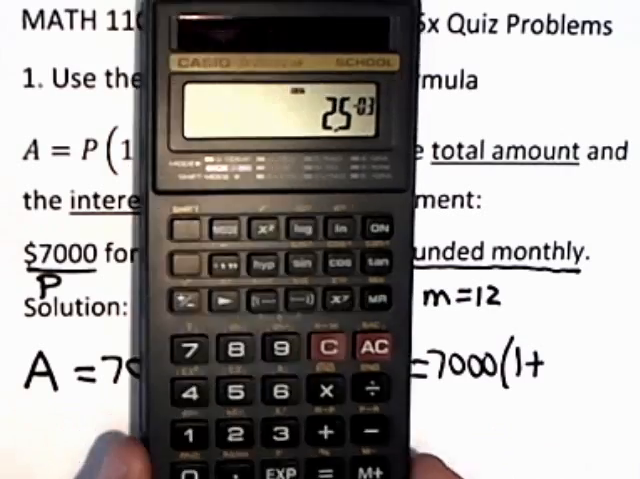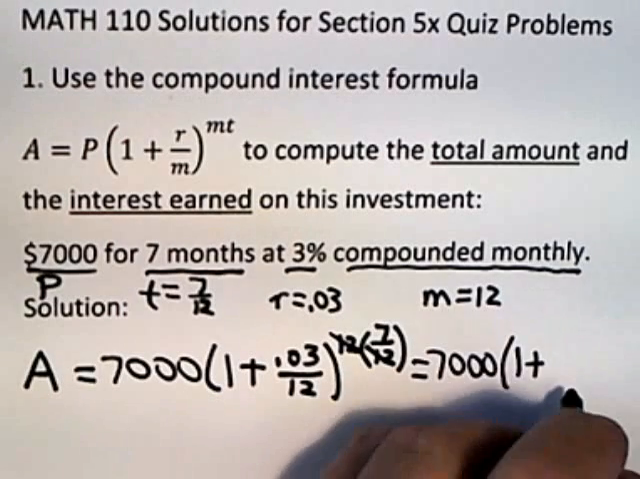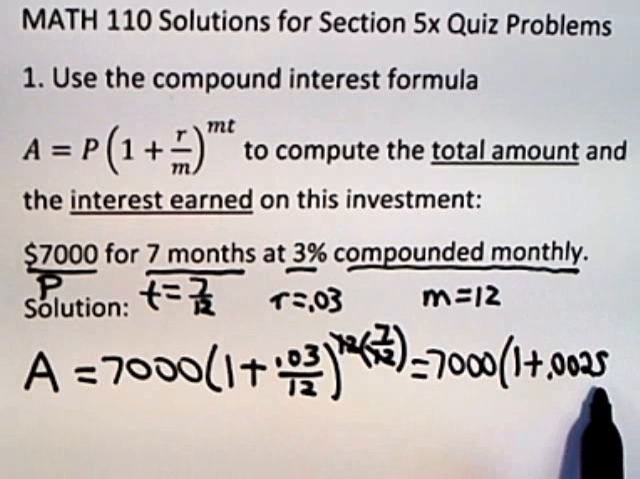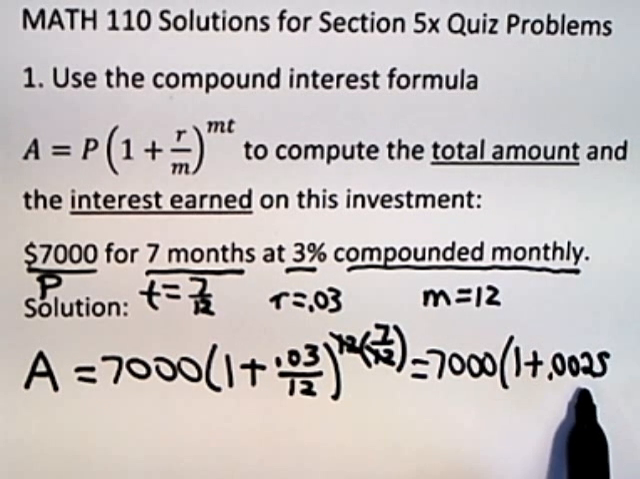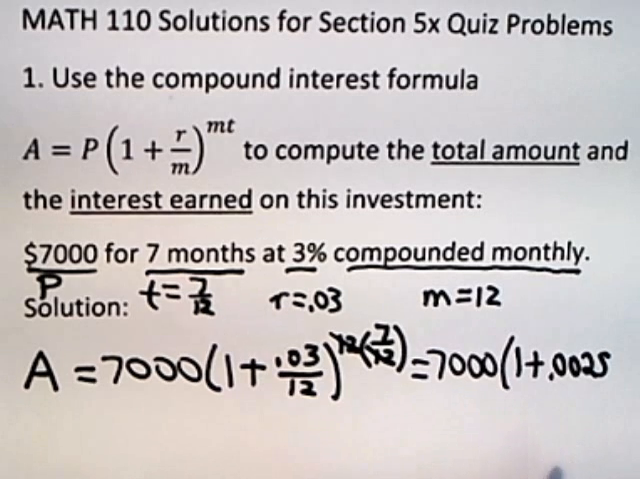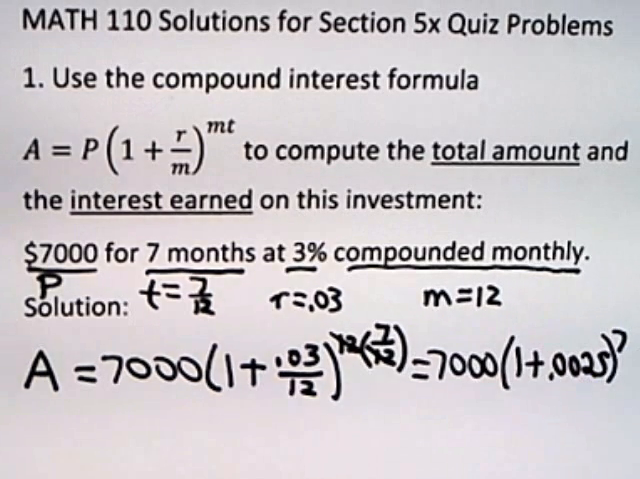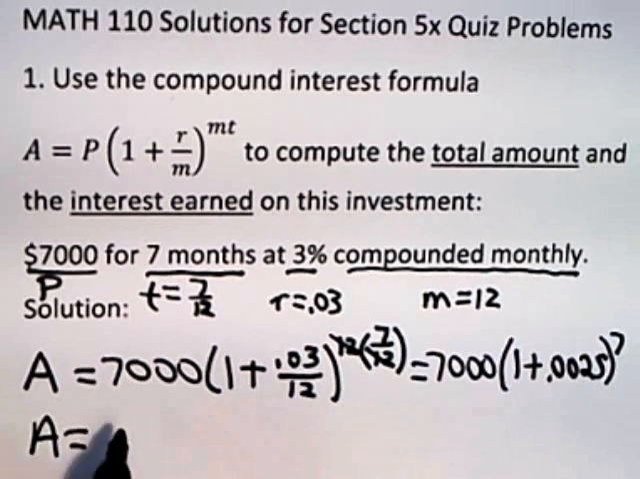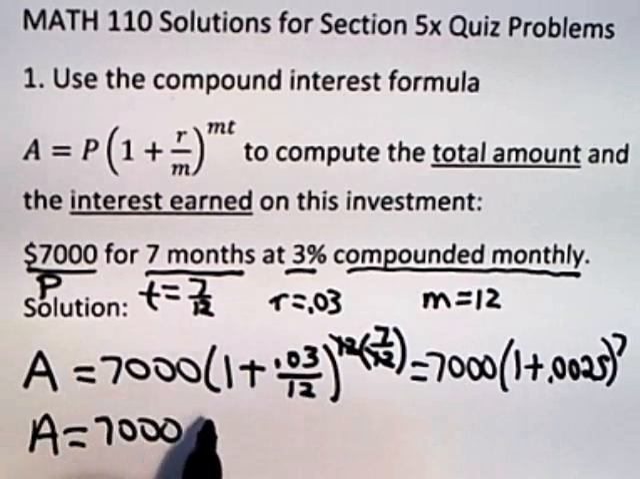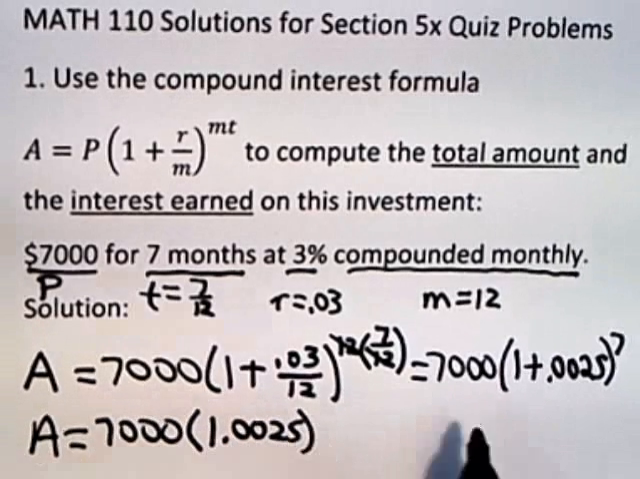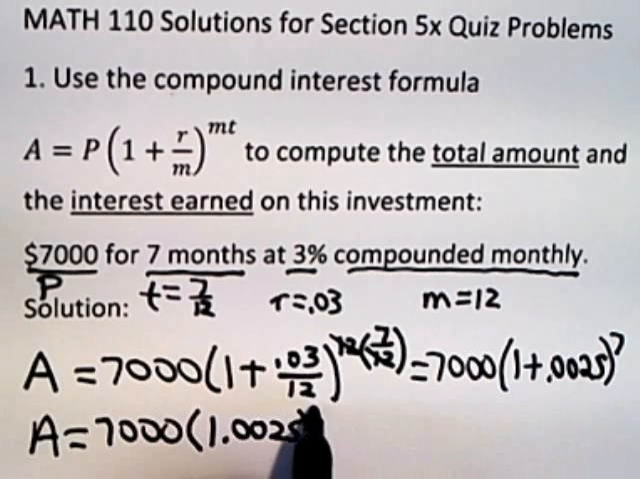So that's really 0.0025. The decimal was between the 2 and the 5 to start with, and that -3 means 1, 2, 3, move it 3 places to the left. And then that entire quantity is raised to the 7th power. So what you really have here is 7,000 times 1.0025 when you add these two together, raised to the 7th power.